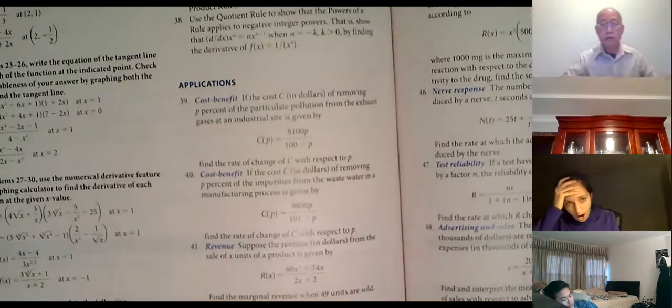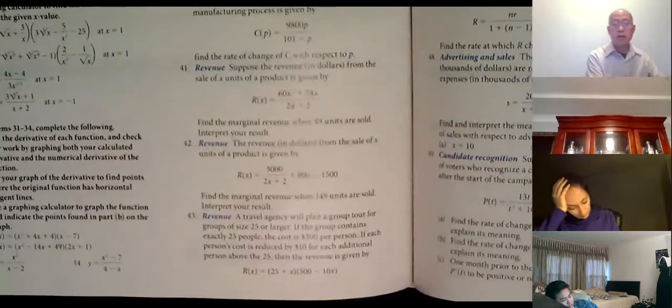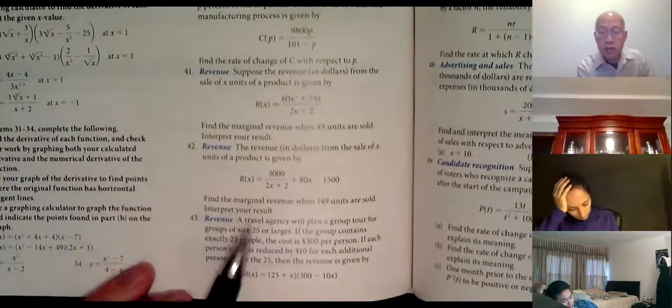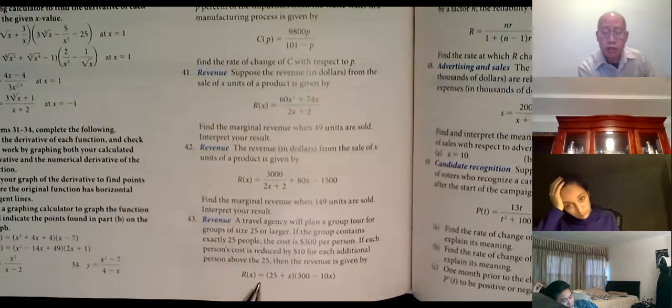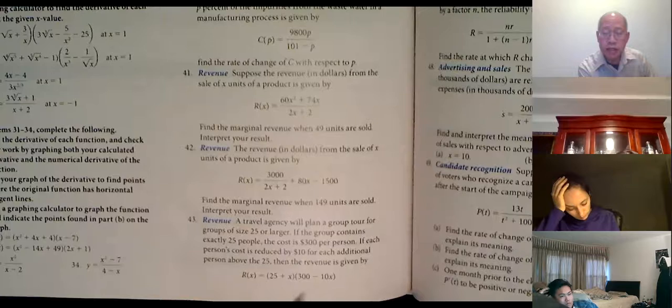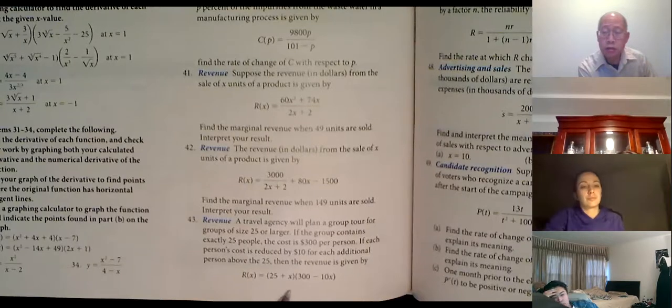Let me see if 43 matches your 43. A revenue function. The main thing is this is the revenue function: 25 plus x times 300 minus 10x. Is that the same thing? The same. Okay, it's the same. Good.